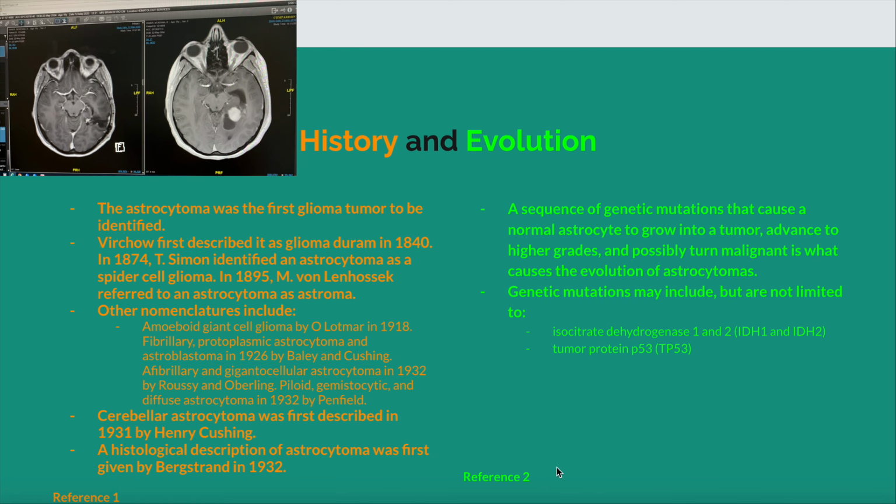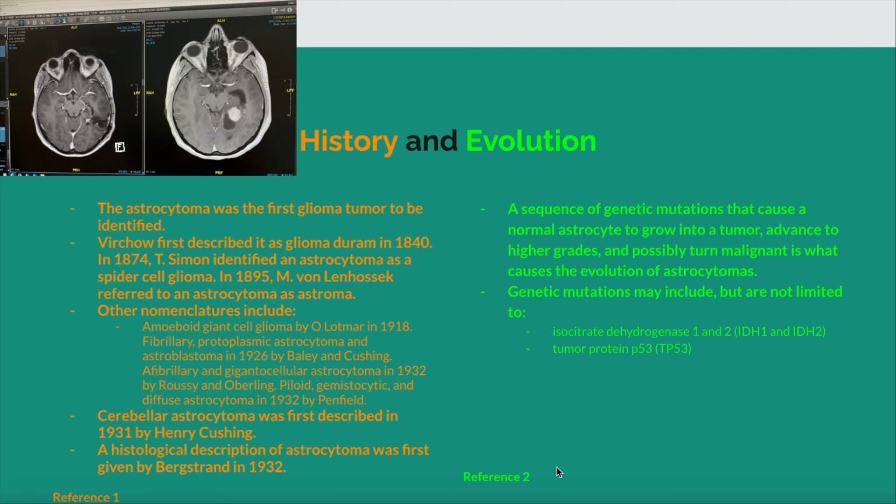So the cerebellar astrocytoma was first described in 1931 by Henry Cushing. A histological description of the astrocytoma was first given by Bergstrand in 1932, and the reference for this is reference number 1, which you can find on the last slide.